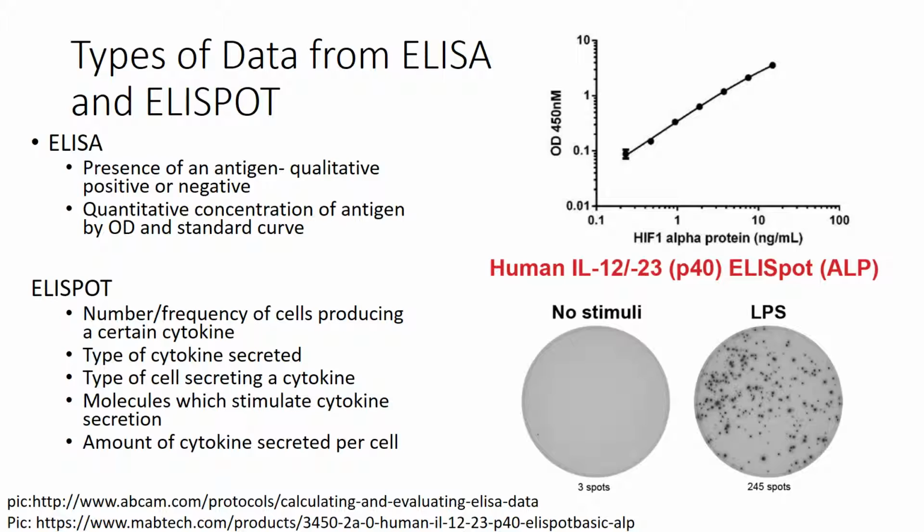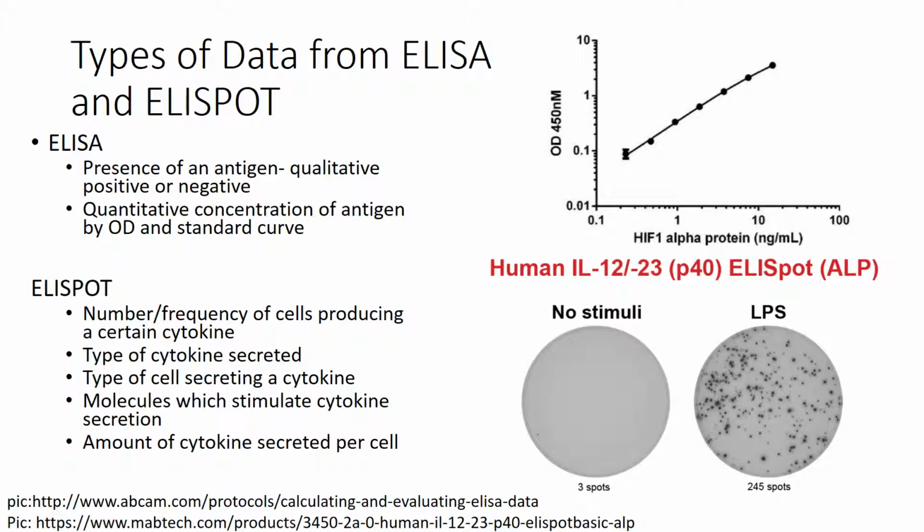And it can also show the type of cytokine that's being secreted based on whichever cytokine you are trying to look for, the number of cells which are stimulated to secrete cytokines based on the number of spots that show up, and which types of molecules can stimulate a cytokine secreting cell, because you choose what you put into the cell culture.